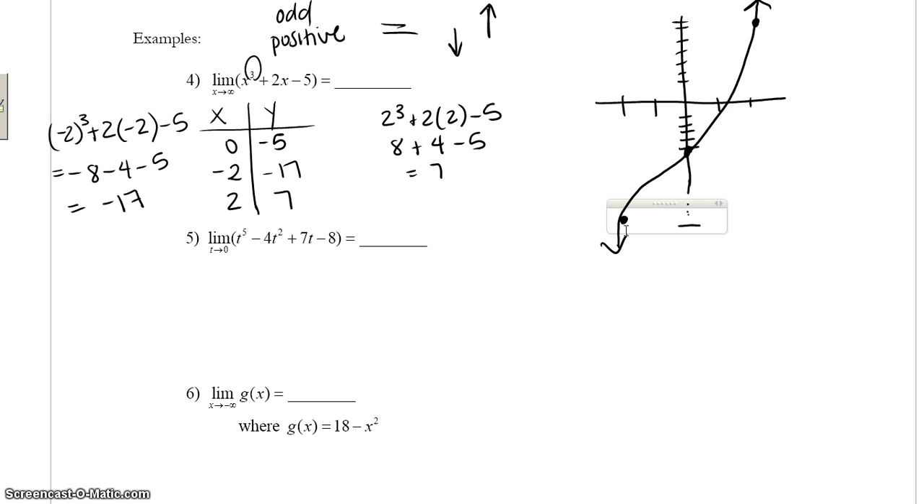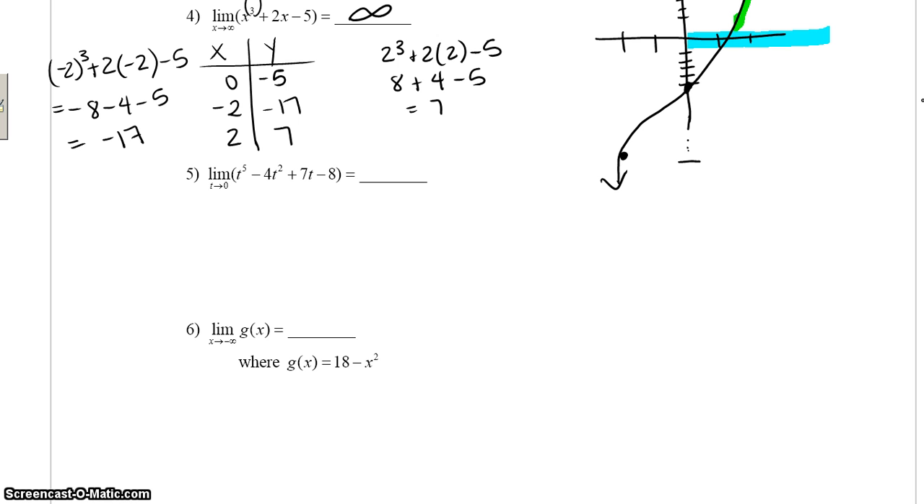Okay, so now let's take a look. As x approaches infinity, f of x approaches infinity. So now let's take a look at the next one.